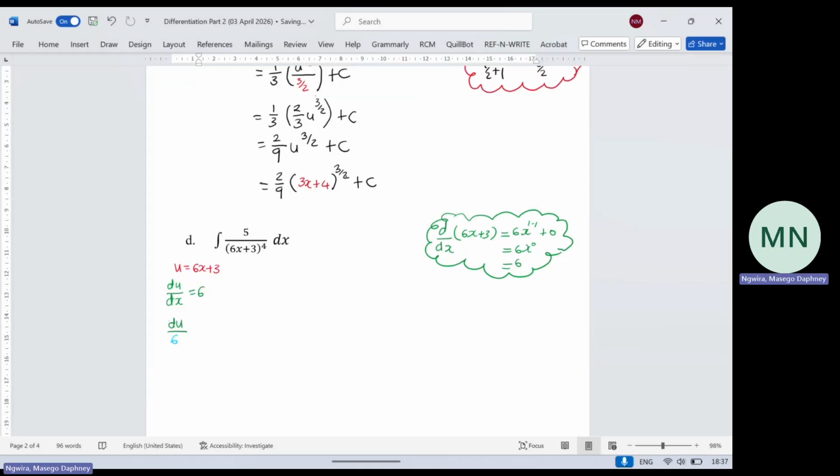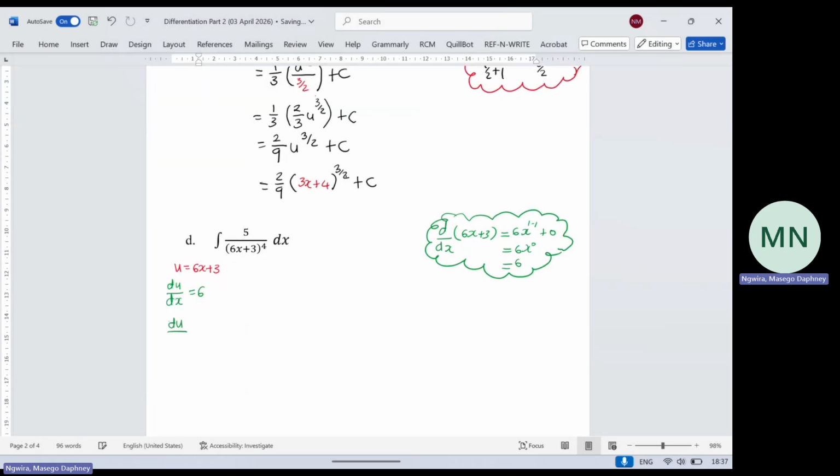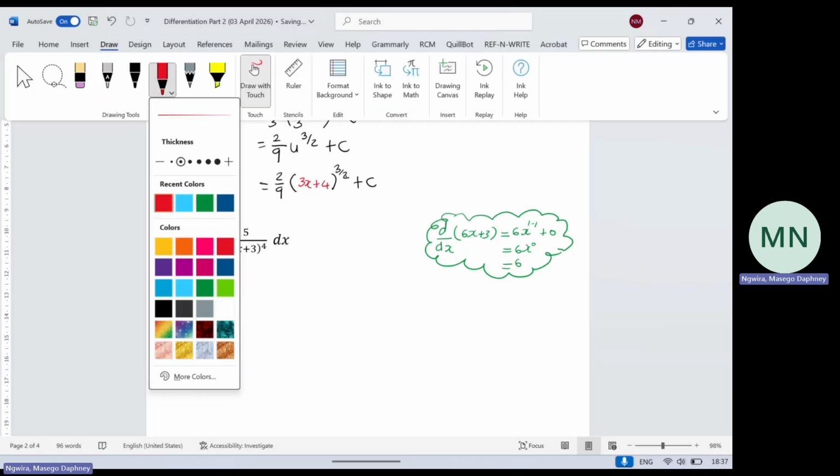Maybe this one is not visible. Let me look for another color. So I'm just changing. I don't like red because it feels like we're doing the same thing.